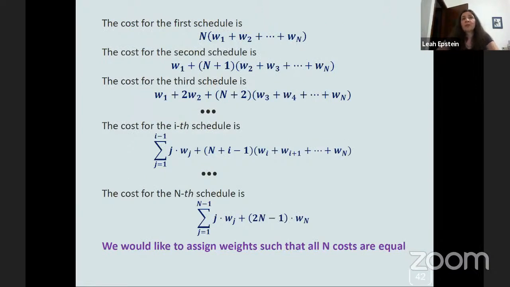Here is a calculation of the total weighted completion time for all cases. It is just technical, so in the top one, they're all complete at the same time n, and you multiply it by the sum of weights. In the second one, one tiny job completes at time 1, and the other ones at time n plus 1, and so on. So in this slide, you have all possibilities. In order to prove a lower bound, we would like to assign weights so that all these costs are equal. So no matter what is done by the preemptive schedule or the non-preemptive schedule, you're in the same situation.